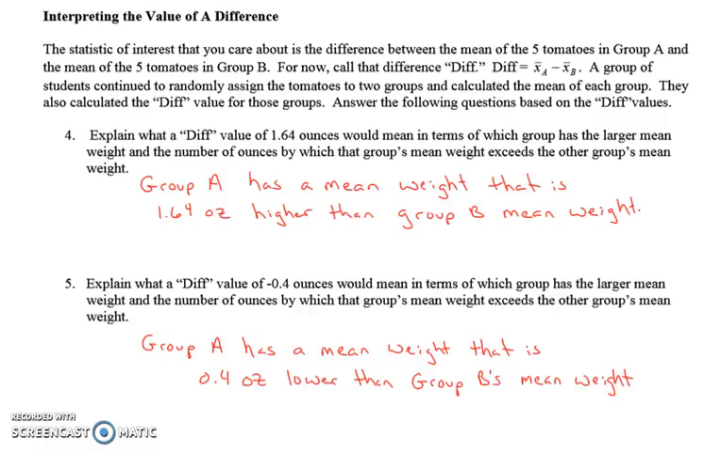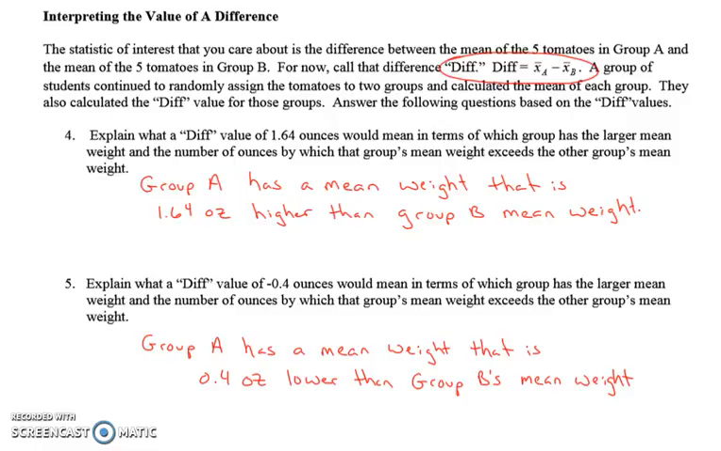Okay, so what you learned as you read through this section is we have something called a diff score, which is the difference in the means. We found a mean for group A and a mean for group B, and we found the difference of those means. So in example 4, they want to know what a diff value of 1.64 ounces means when we're talking about the groups that we just looked at. So group A has a mean weight that is 1.64 ounces higher than the group B mean weight.